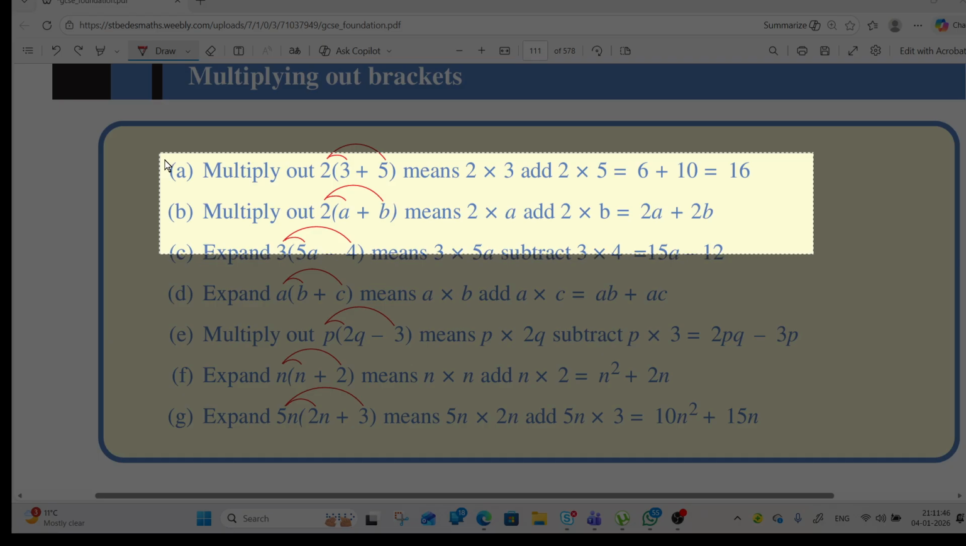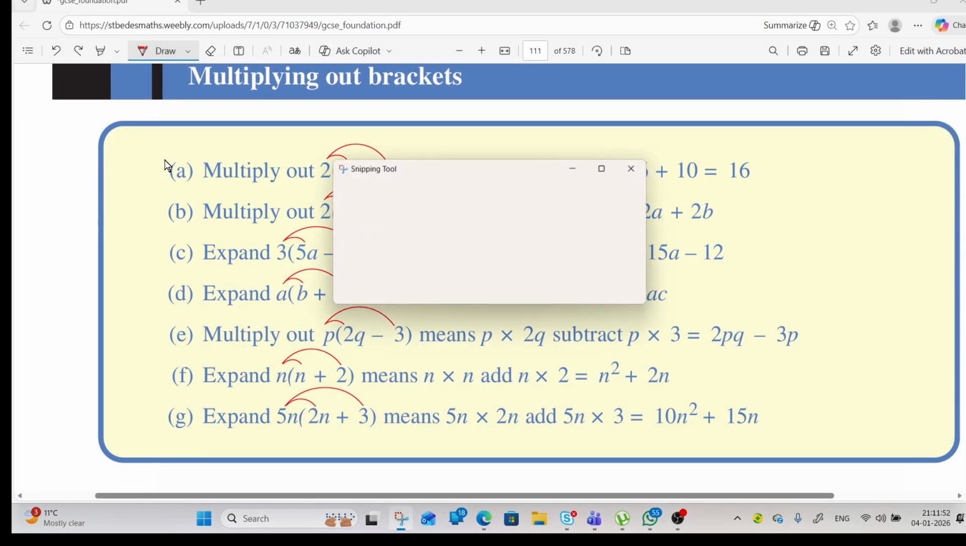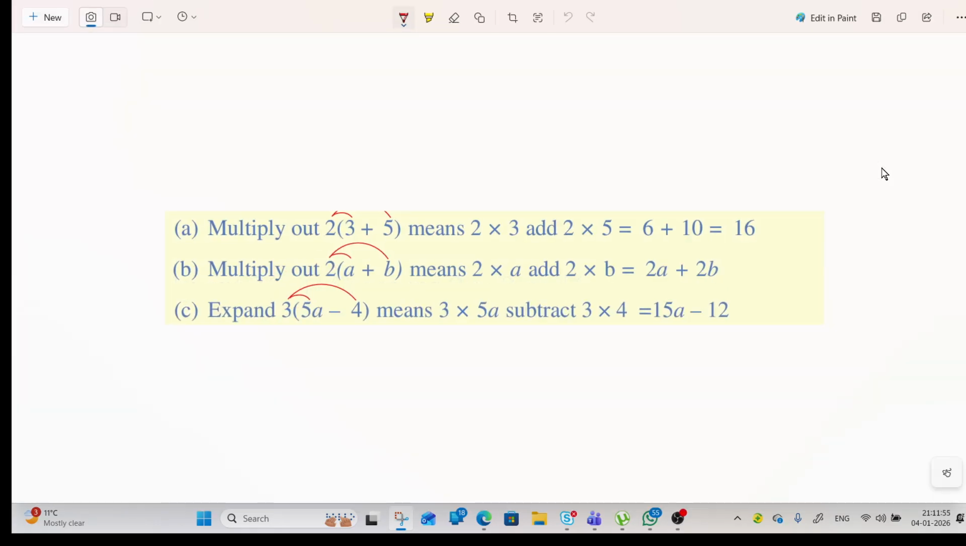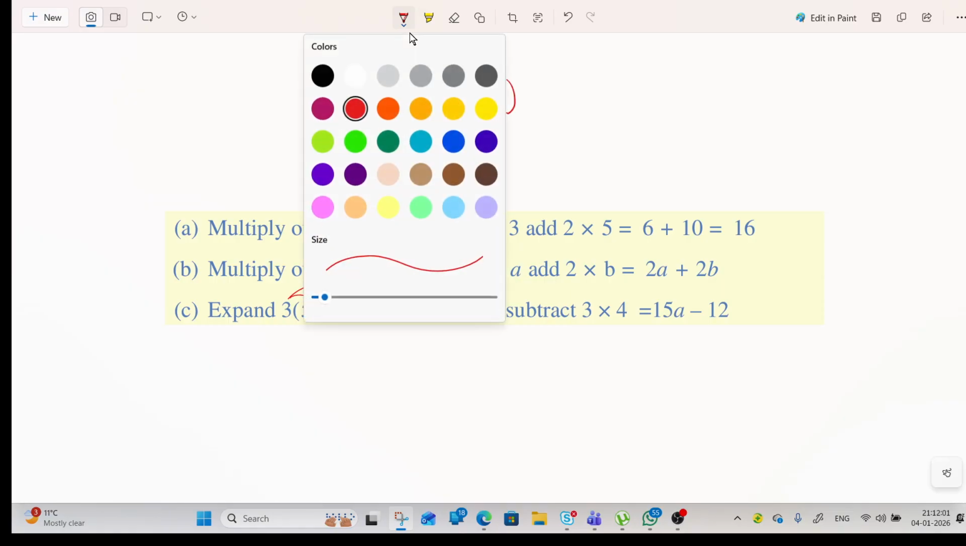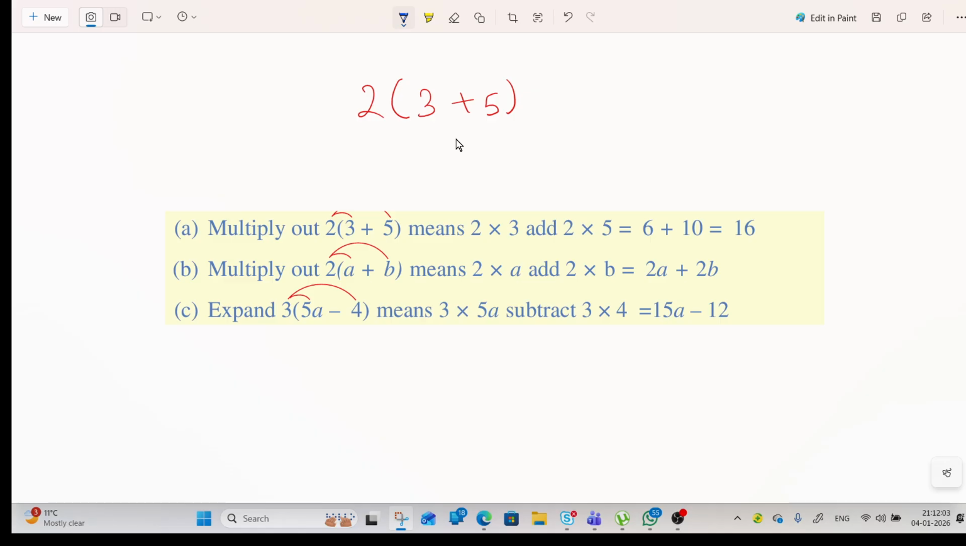Let me just take this much. So as you can see, we have this 2(3 + 5). First of all, the steps to solve this type of question: whatever is outside the bracket, multiply it with the first term, okay? So how much is 2 times 3? 2 times 3, yeah, 6.